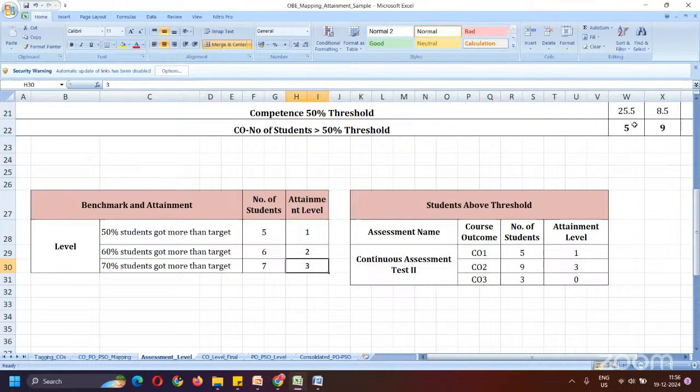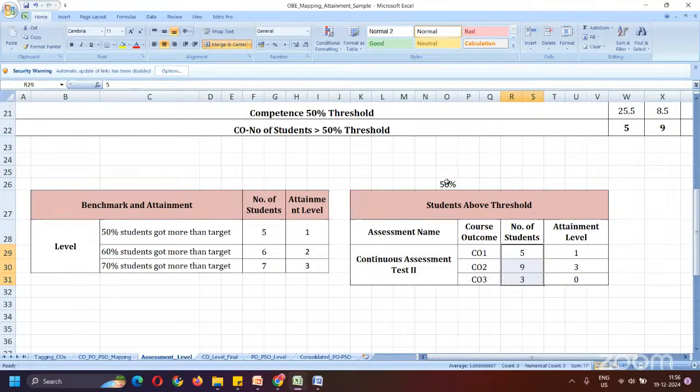I have now calculated the number of students for each CO. For CO1, only 5 students have scored more than 50% of marks. For CO2, only 9 students have scored more than 50% of marks. For all of them, my benchmark is 50%. For all my COs, the basic benchmark I have set is 50%. This number I have calculated for each CO based on the benchmark which I have set.